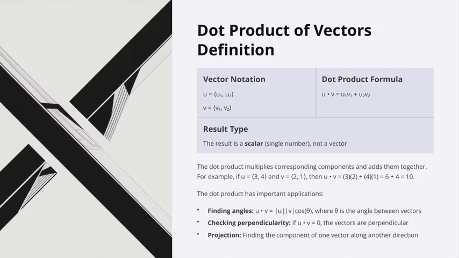So, understanding the dot product gives us a powerful way to analyze the relationships between vectors, whether we're measuring angles, checking perpendicularity, or projecting vectors onto each other.